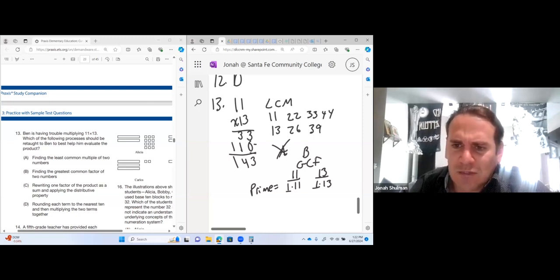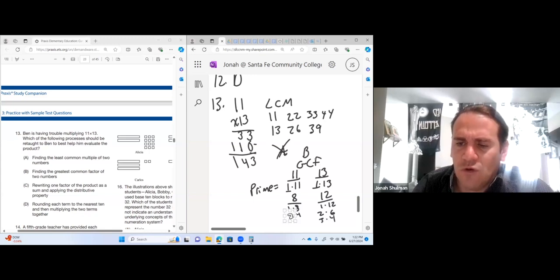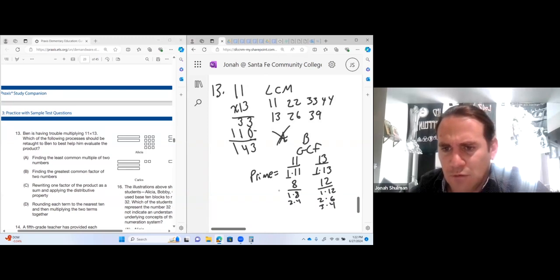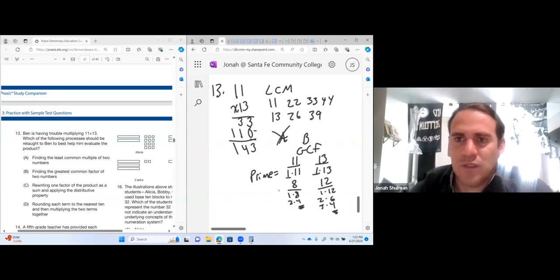What's another example? Let's say we had the factors of 8 and 12. Well, 8 could be 1 times 8, 2 times 4. 12 could be 1 times 12, 2 times 6, and 3 times 4. What is the greatest common factor? Where do they match? 4. 4 is their GCF. That doesn't help us.